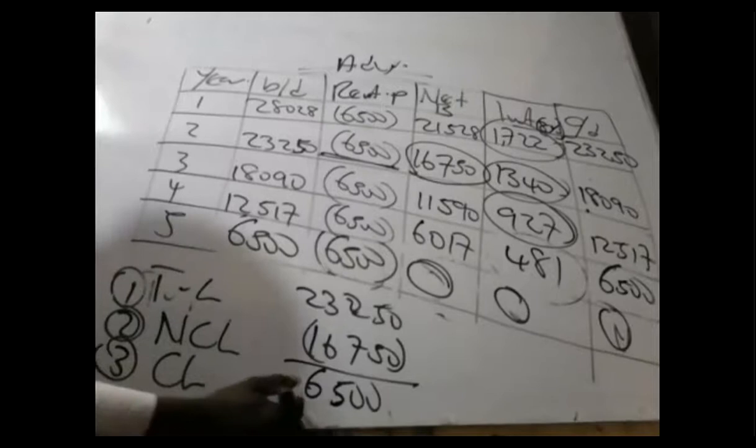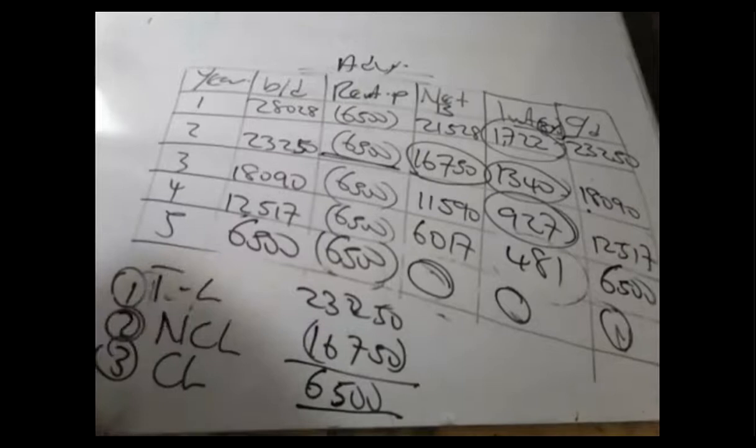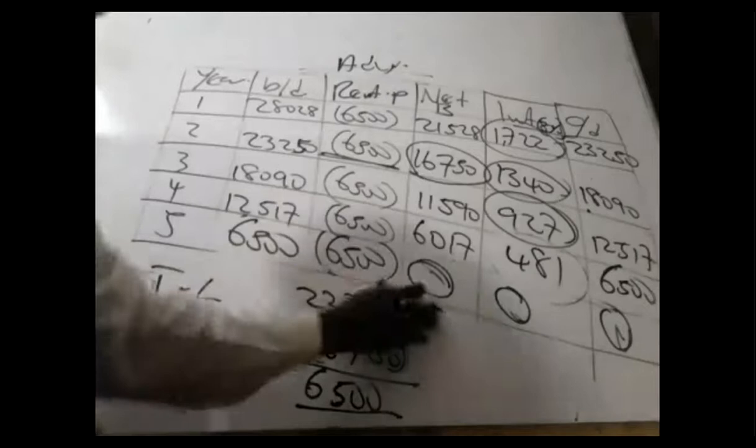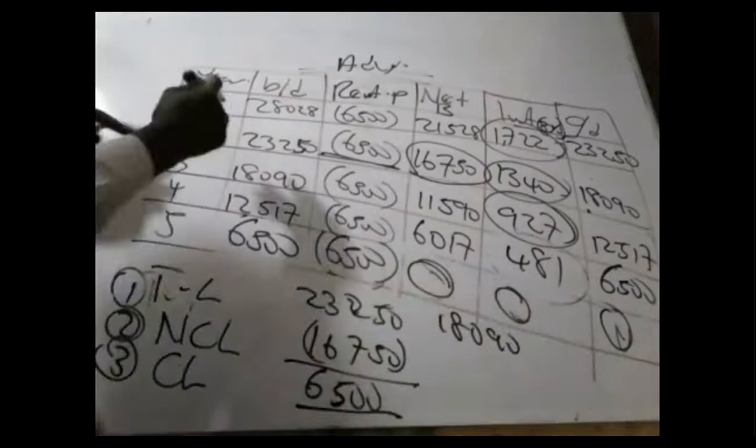So that is year one. Let's go to year two. I'll look for all the years. So this is year one. Now let's go to year two. Year two, what is the total liability? Tell me the total liability, non-current and current. Good. So if I get to year two, total liability will be 18,090. Non-current liability, year two, go to the next year.